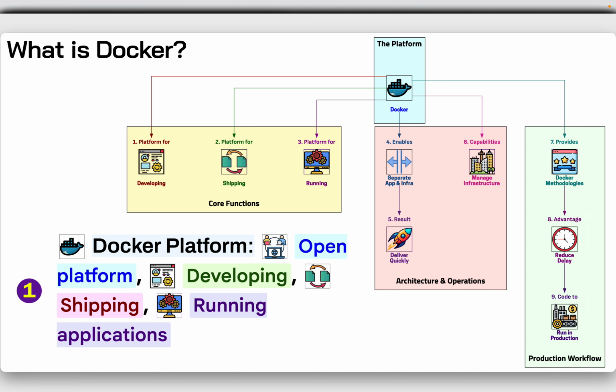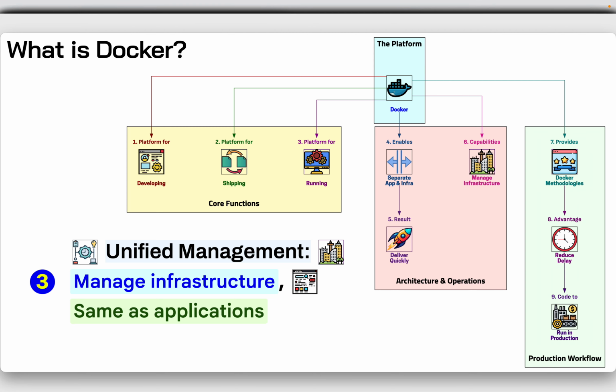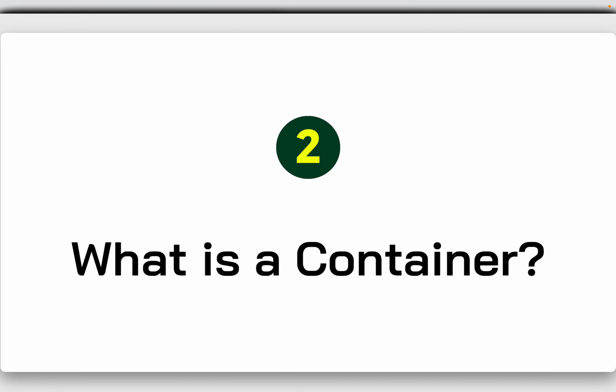So Docker is an open platform for developing, shipping and running applications. Docker enables you to separate your applications from your infrastructure so you can deliver software quickly. With Docker, you can manage your infrastructure in the same ways you manage your applications. By taking advantage of Docker's methodologies for shipping, testing, and deploying code, you can significantly reduce the delay between writing code and running it in production.